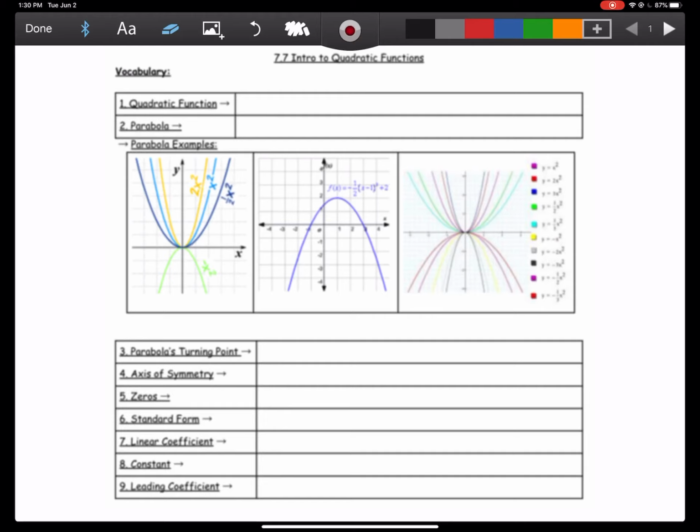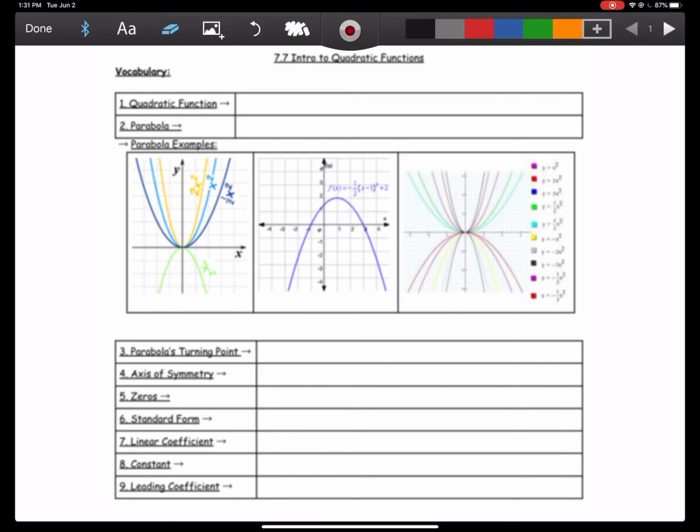Okay, guys, this is 7.7, which is really Kurt's 8.1, and unfortunately, it is a lot of vocabulary. Yes, I made my changes to the notes, but unfortunately, it may not be very short, so let's get right to it. I'm going to start out with trying to get you all the words that you need.